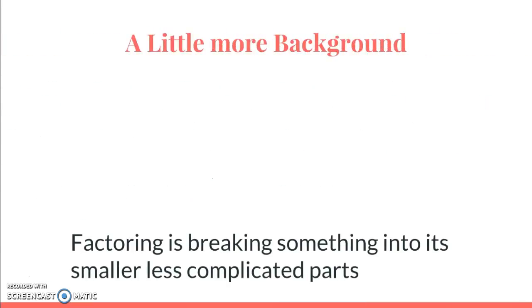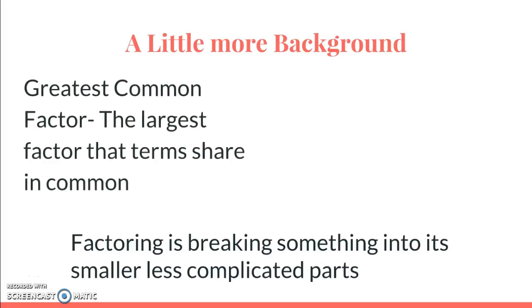We also want to know what factoring is actually intending to do. So when we factor, what we're doing is we're trying to break something into smaller, less complicated pieces. So if we have a really big, crazy equation that doesn't really mean anything to us, when we break it down, we can start to pull out important information. We also need to know what our greatest common factor is, and that's going to be the largest factor that the terms share in common. And then we also want to make sure we pull back onto that FOIL information that we've learned already.